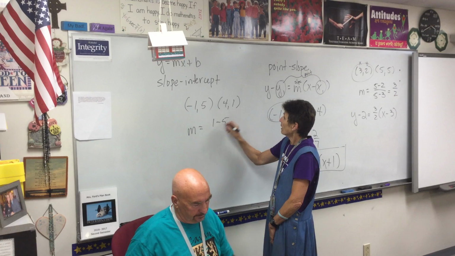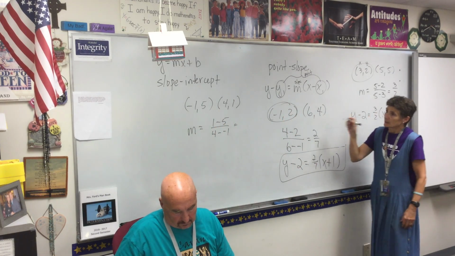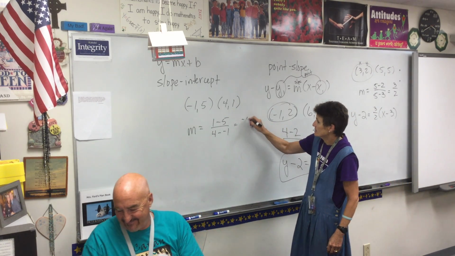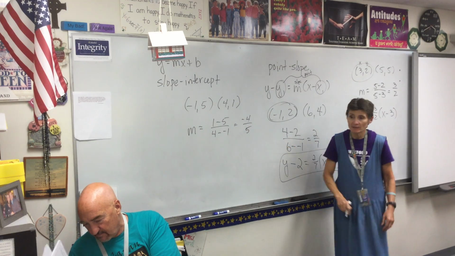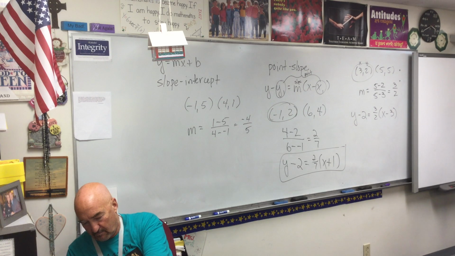So 1 minus 5 and 4 minus -1. Make sure I did that right. It's been kind of a crazy day for me. You get -4/5? Yes. All right. Now what?